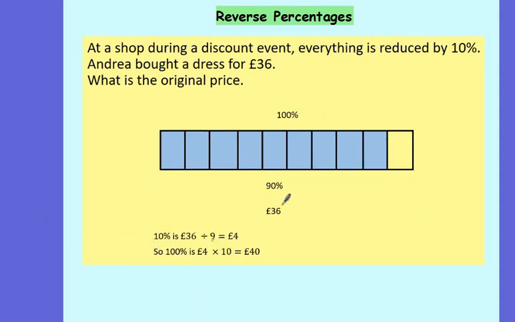And here's your answer. We knew that 90% of our dress is worth £36. 36 divided by 9 will give me 10%, which was £4. So 100% is just £4, that 10%, times by 10. So the original price of the dress was £40.